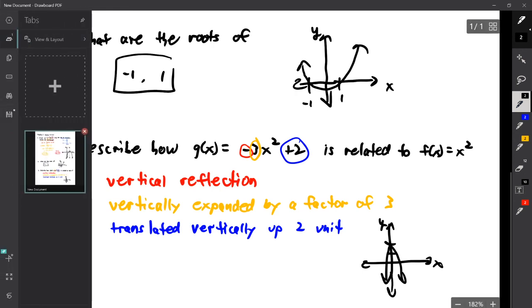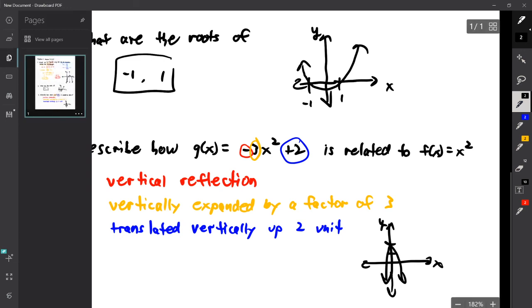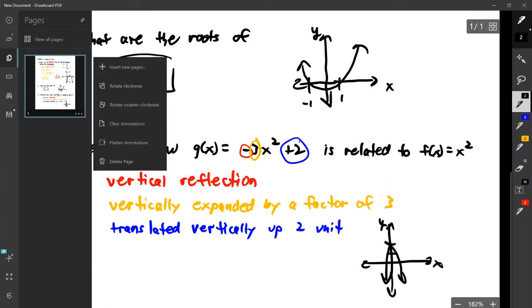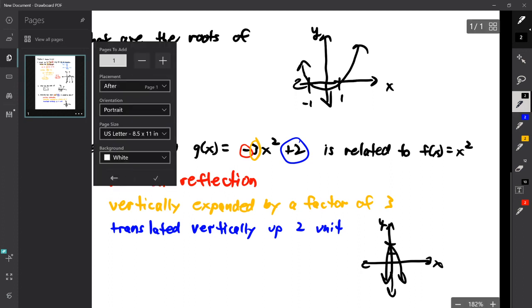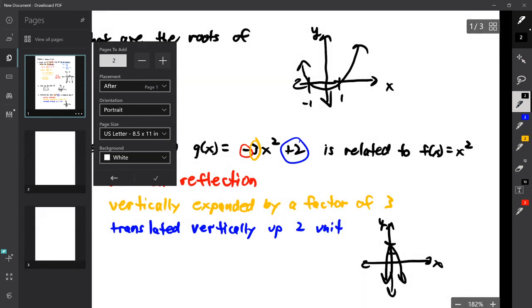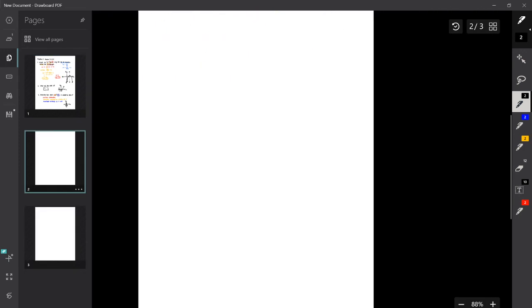Hopefully that makes sense. Hopefully that lesson went well. I need to add another page here. Insert new pages, just in case. Let's add 2 more pages. Okay, moving on to page 2.